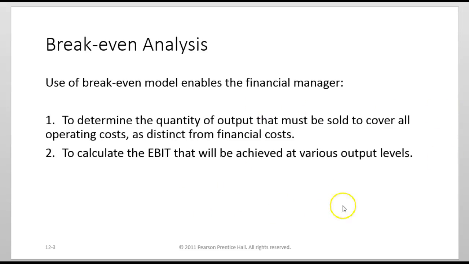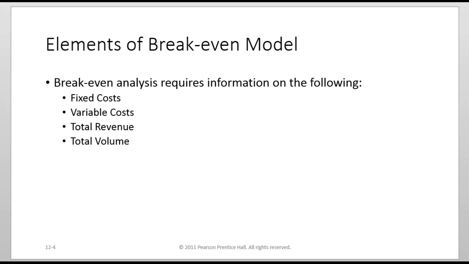So you're going to determine the quantity of output that must be sold to cover all operating expenses. So you're looking at fixed cost. Operating expenses are usually fixed cost. And to calculate the EBIT that will be achieved at various output levels. So you can play with this. You can do what-ifs, scenarios. So it's a really handy item to have, or tool.